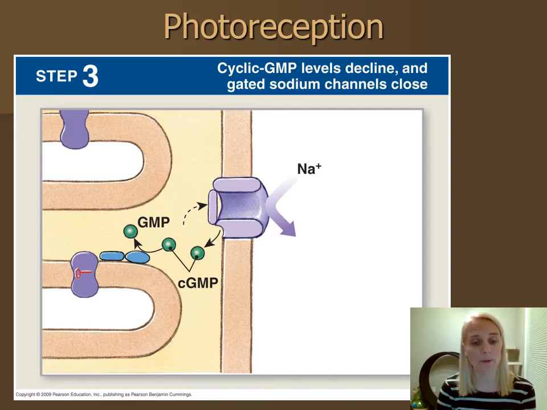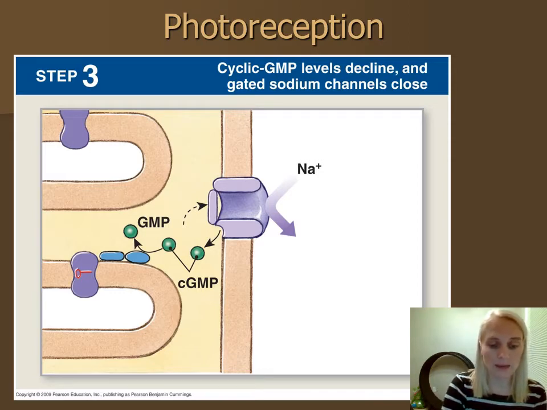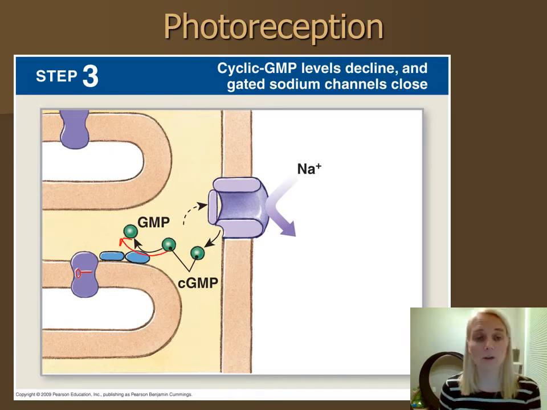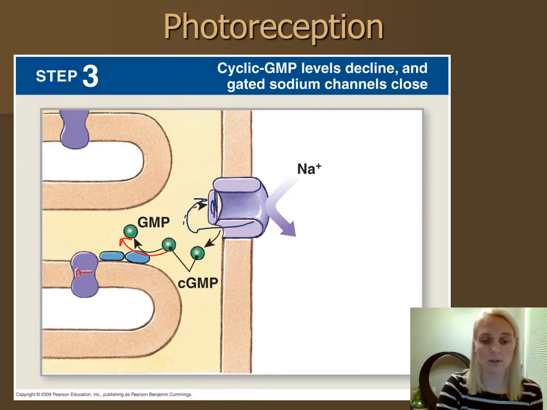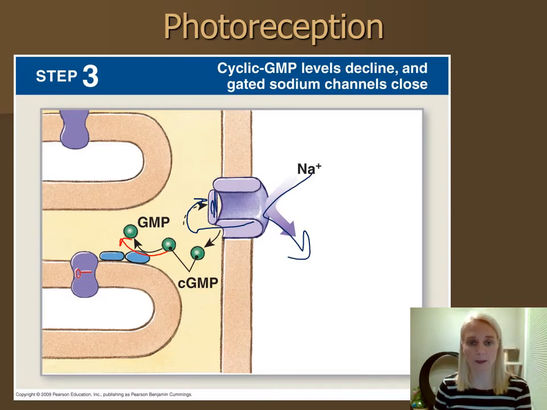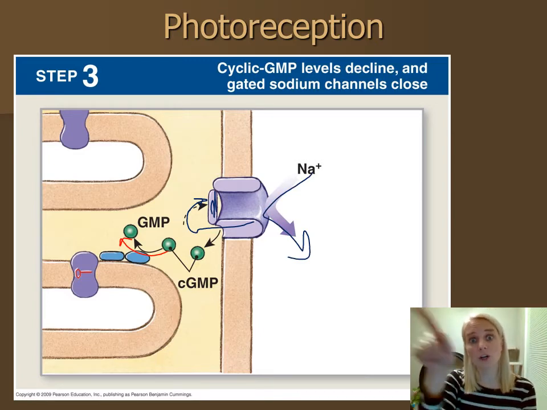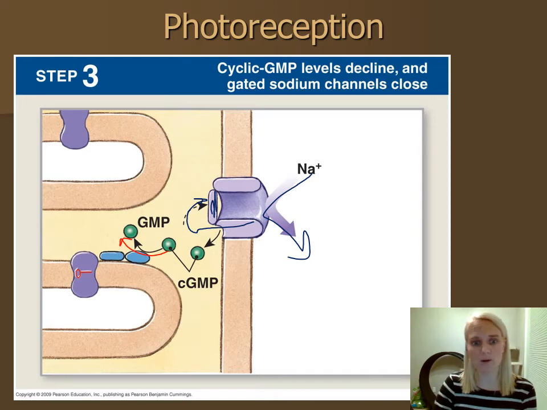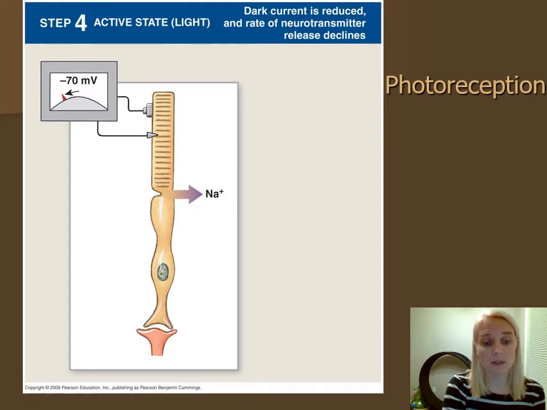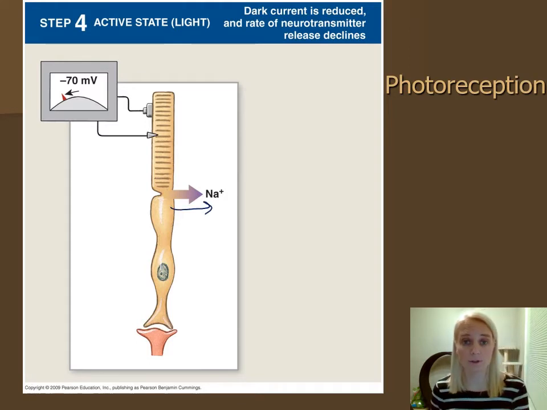Right? So here's what's happening. All of the cyclic GMP is getting broken down into just regular old GMP. It's not cyclic anymore. So here's the phosphodiesterase making that conversion. Regular old GMP cannot keep that gate open. The gate closes, right? Sodium can no longer come in, okay? So remember, we were maintaining a dark current because sodium could come in and we were pumping it out. When we are no longer allowing sodium to come in on that outer segment, but we are still actively pumping it out, we're losing positive charges.